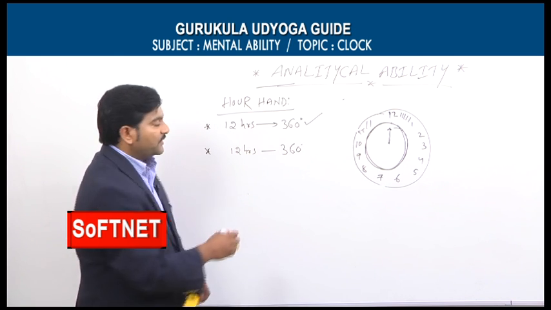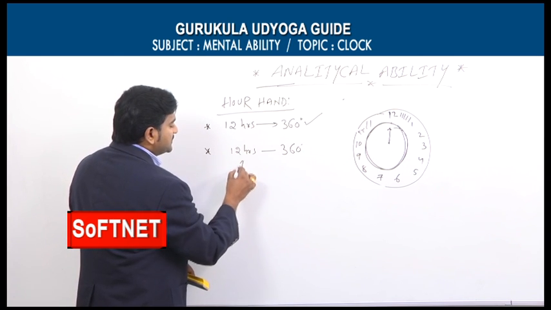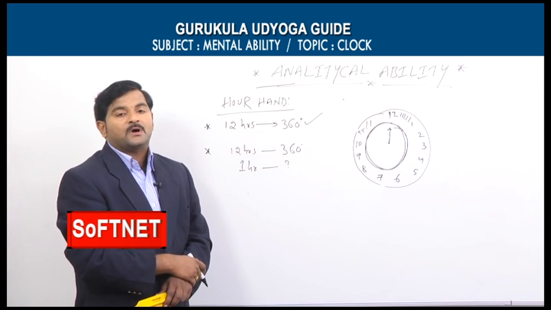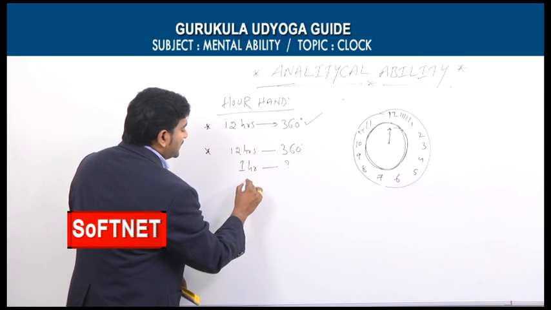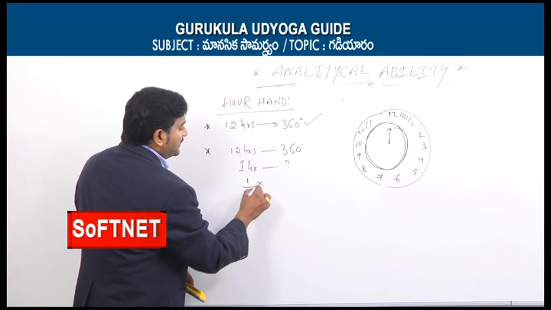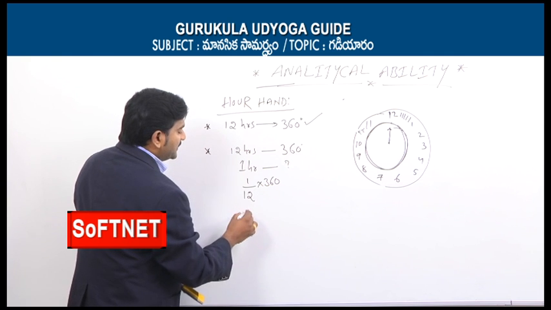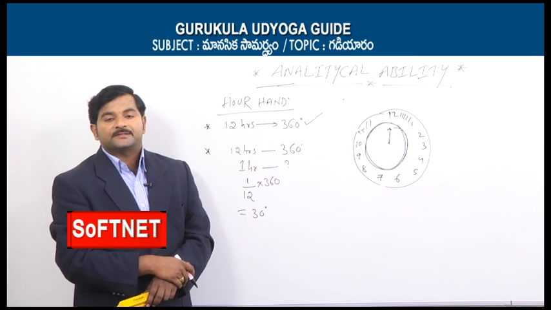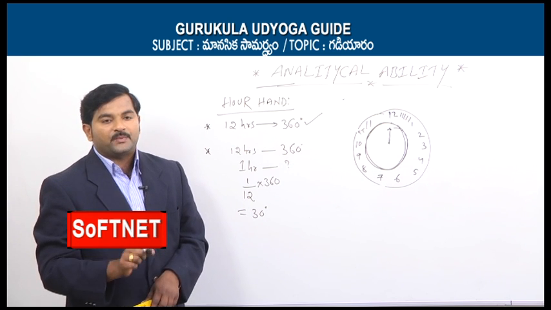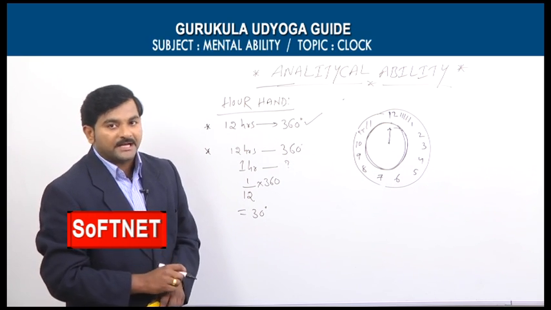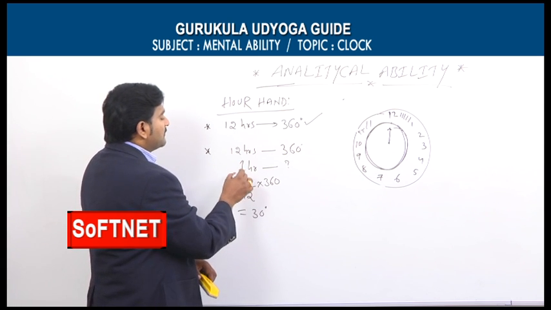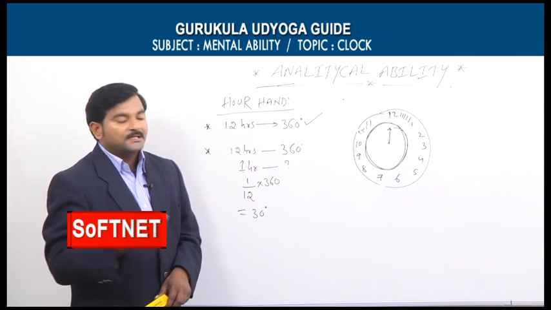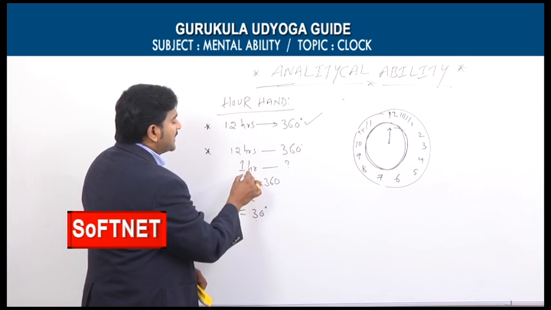Means, for example, 12 hours is 360 degrees, then for 1 hour how much? If you do the small mathematical calculation, what can you get, my dear students? 1 by 12 into 360. 1 by 12 into 360 equals how many degrees? 30 degrees. So the second very important point for the hour's hand is that in the span of 1 hour, the hour's hand can trace 30 degrees.